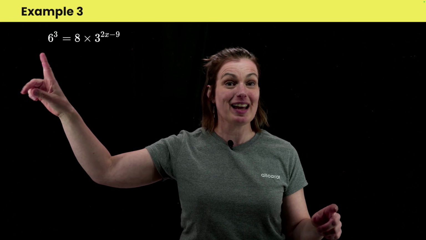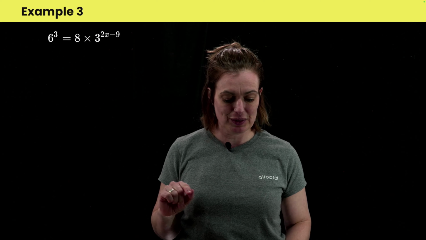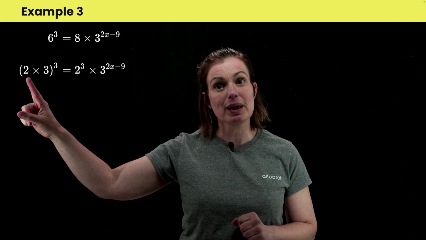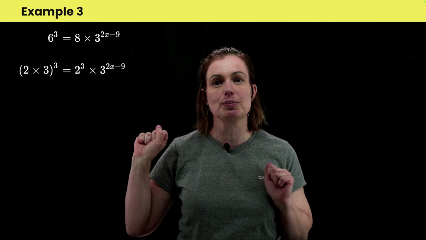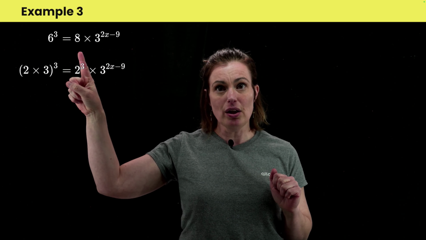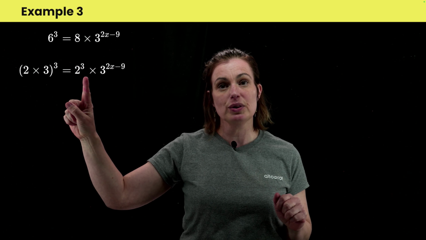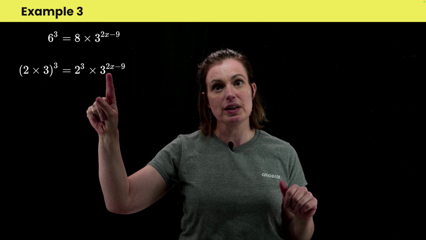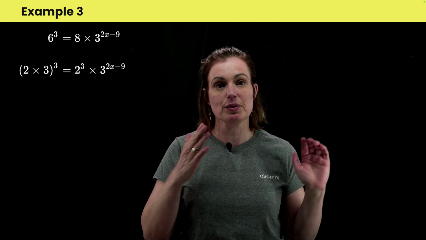All right, so for our third and final example, we've got this scenario here. And the first thing I am going to notice is that my base 6 is actually a multiple of 3. So I'm going to change that base, which you see me doing here. So 6 has now become 2 times 3. It's still all to the exponent 3. And I have also taken that 8 and put it into its exponential form. So it is now 2 to the exponent 3. And all of that is still being multiplied by 3 to the exponent 2x minus 9.